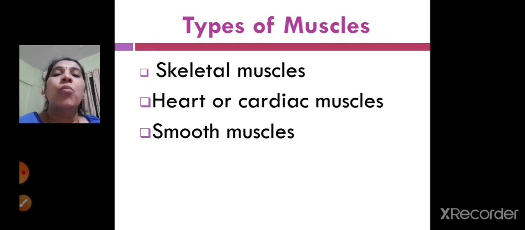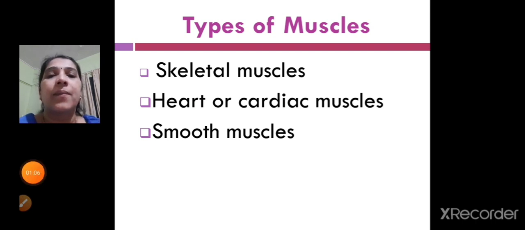So there are more than 600 muscles in the human body, and as I told you, 30 muscles are present on the human face. So your expressions like sadness, happiness, fear, all these take place because of the muscles which are present on the human face.